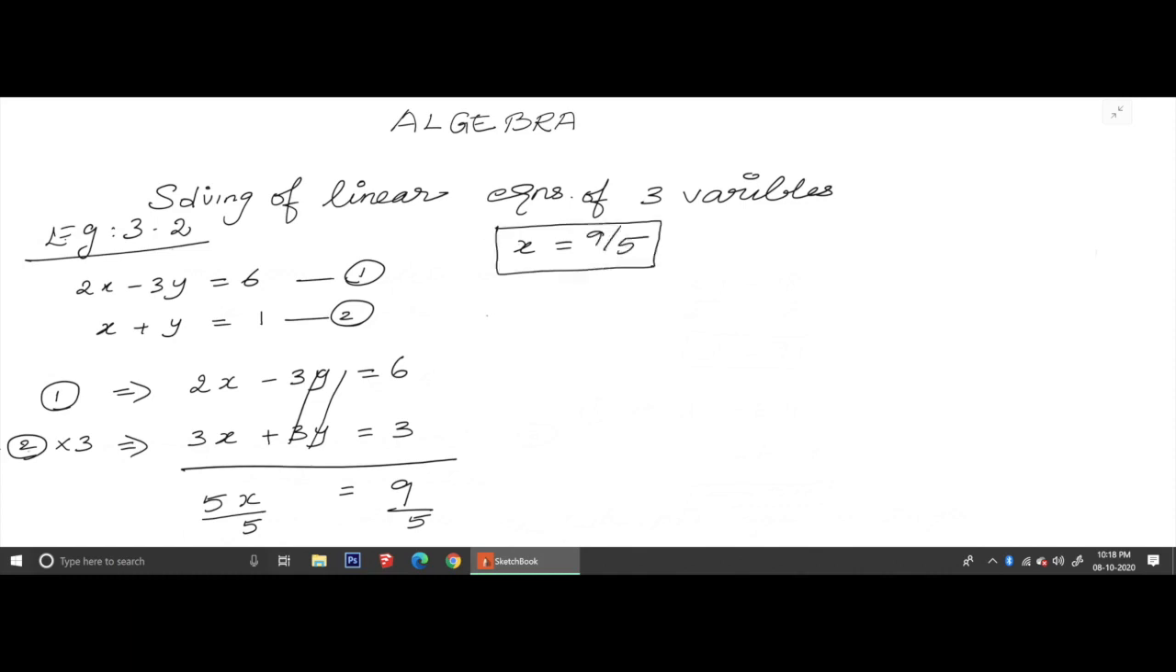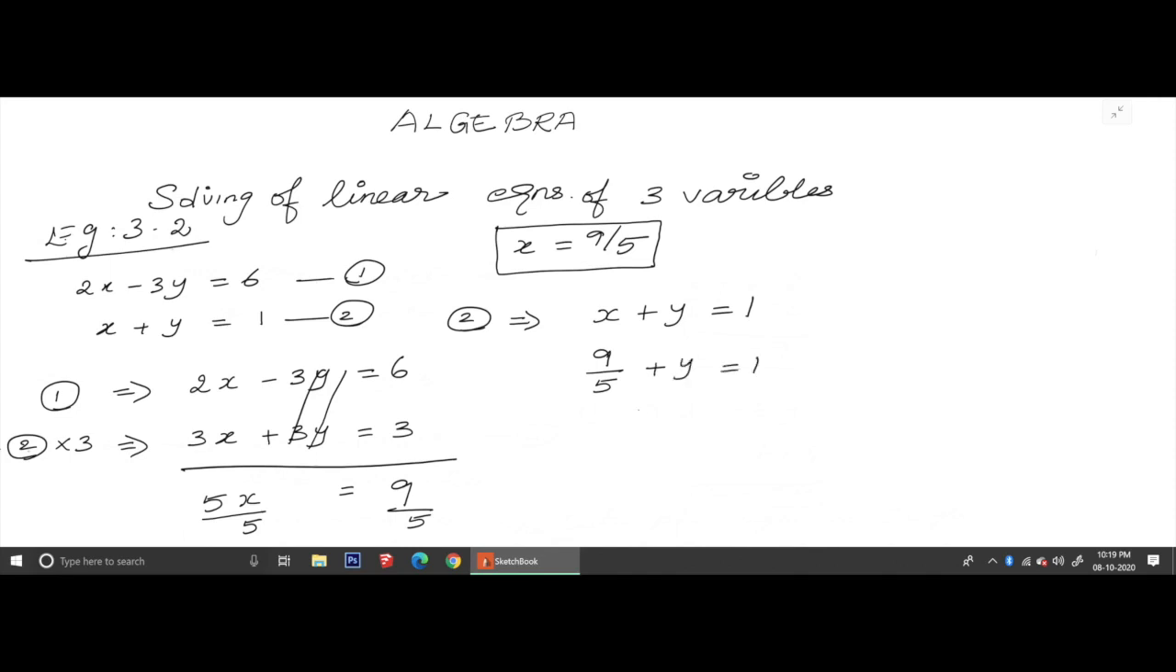Right. And now you substitute this in equation number 2. You can substitute in 1 also. I'll take equation number 2, since it is the smaller equation, I feel it is easy, so I'll do with that. Okay. So here, what is your equation? x plus y is equal to 1. And what is your x? It is 9 by 5 plus y is equal to 1.